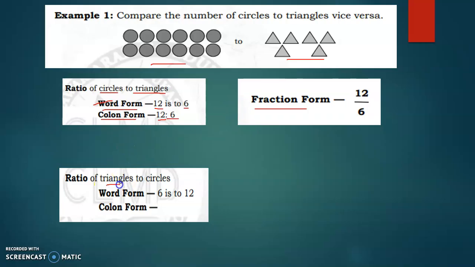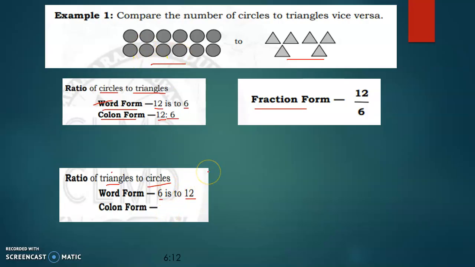How about the ratio of triangles to circles? Again, it is very important that the order of ratio is correct. Kailangan kung anong unang hinahanap, yun ang unang sinusulat. Kaya naman, in word form, the ratio of triangles to circles is just 6 is to 12. Unang sinulat ang bilang ng triangles, 6. Ang pangalawang isulat ang bilang naman ng circles, that is 12.